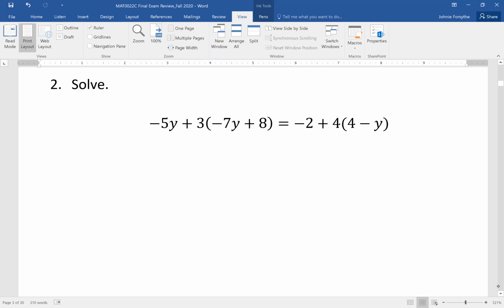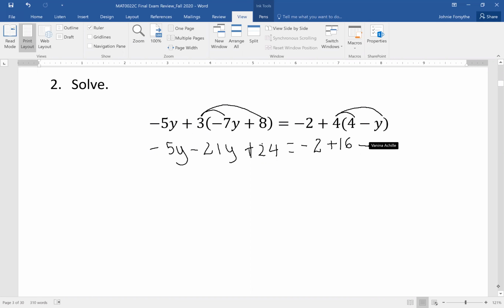And then we have another equation. First thing we're going to do, we're going to start by getting rid of parentheses, distributing here and here, and then eventually here and here. So I'm bringing the terms that I'm not using. So I get negative 21y plus 24 equals negative 2 plus 16 minus 4y.